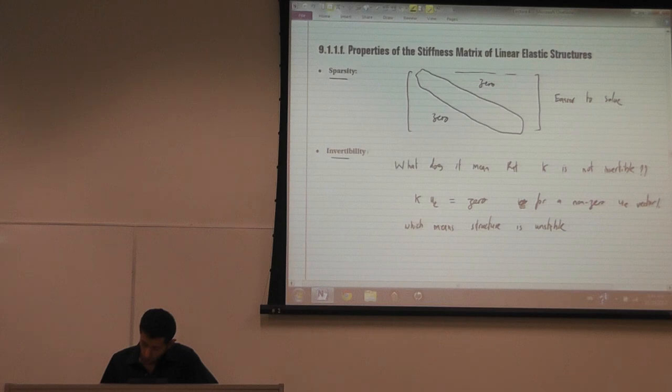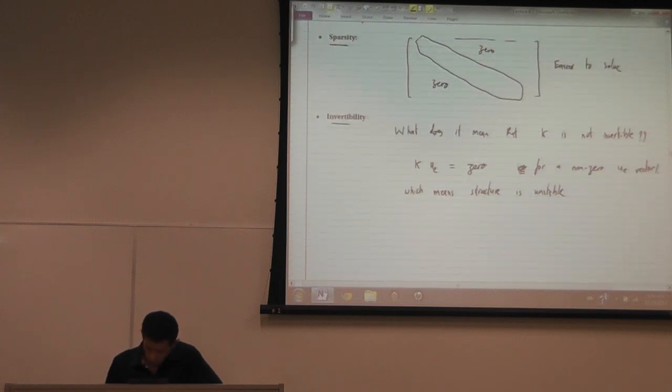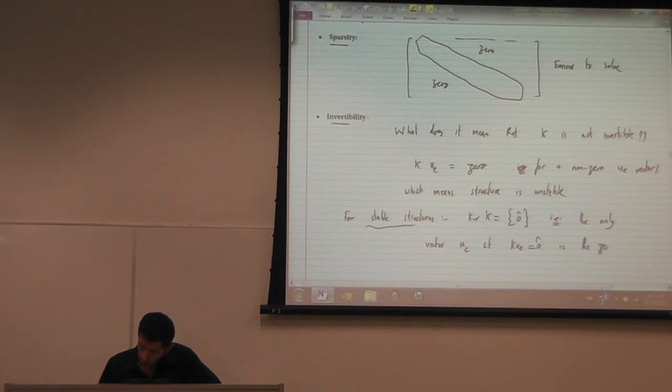Or in other words, the kernel of K is equal to the zero vector, which means the only vector UE such that K UE equals zero vector is the zero vector.